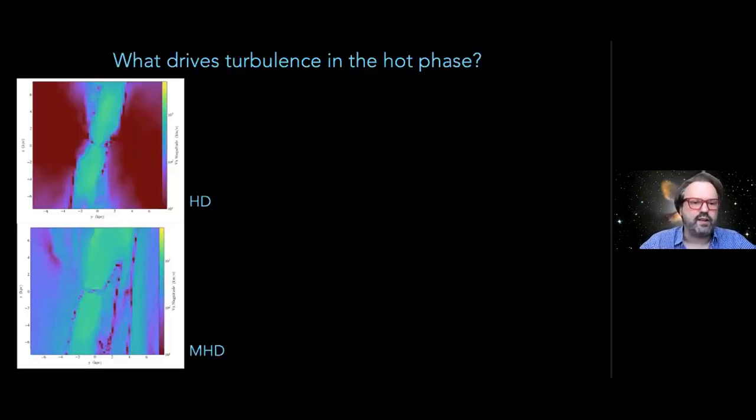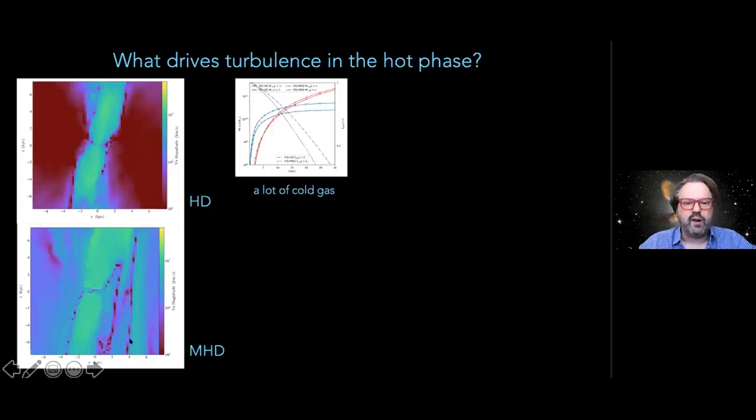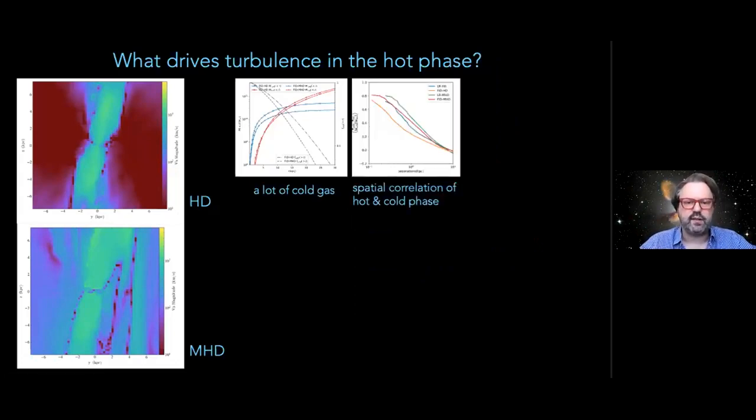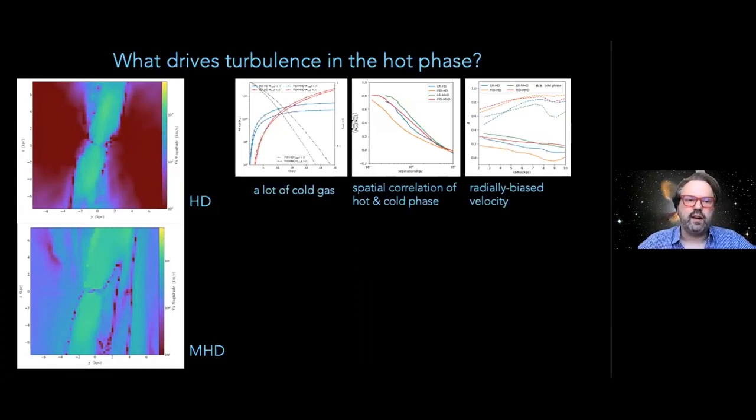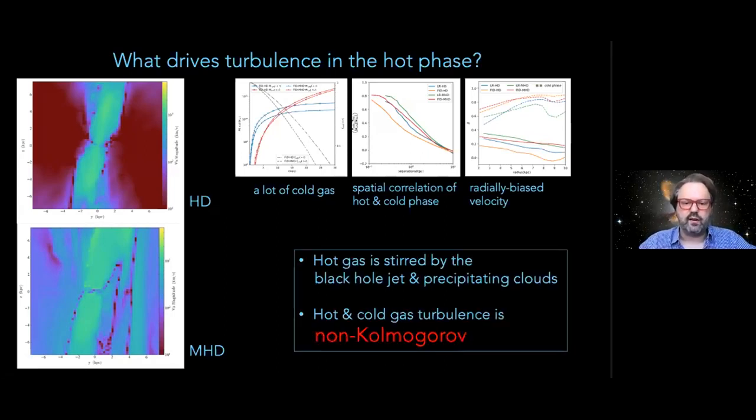Last slide, what about the hot phase? The hot phase can be stirred by the jet. This is the velocity distribution, and it can be stirred especially efficiently when magnetic fields are present, so you can get more volume-filling stirring. But we also have cold gas. There's lots of it. It is actually spatially correlated with the hot phase. And very importantly, the velocity variations are radially biased, which is what you would expect in infall-driven turbulence. Bottom line is that turbulence should be non-Kolmogorov.